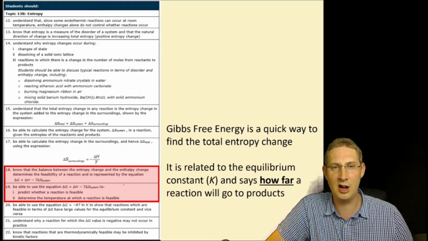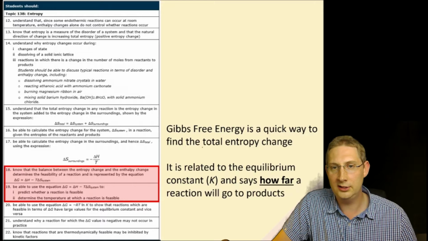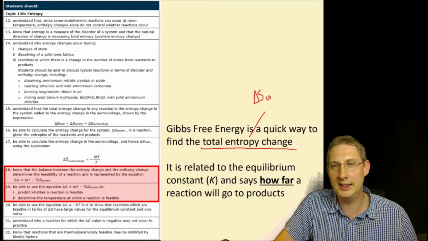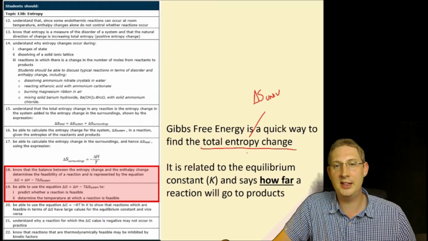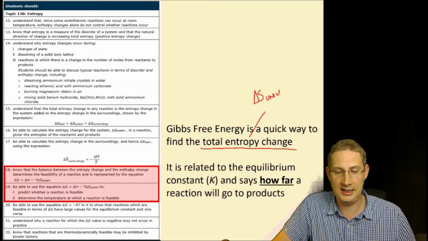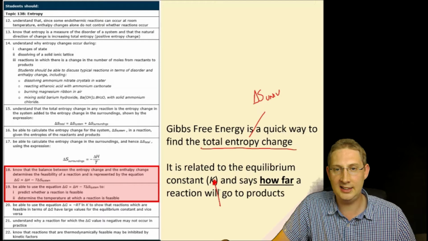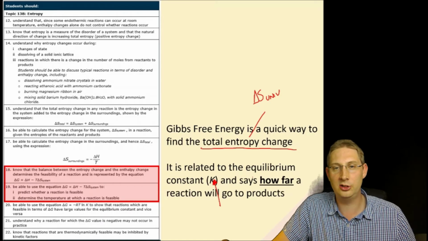And if that sounds rather familiar, it's because the Gibbs free energy is just a quick way to find the total entropy change. In other words, it's just another way of working out delta S total or delta S universe. The reason we prefer Gibbs free energy, other than it's a bit quicker to work out, is that delta G is related to the equilibrium constant K. And next lesson we'll look at how we can relate these and say how far a reaction will go to products. Not just will it go to products, but if so, how far it will go to products.